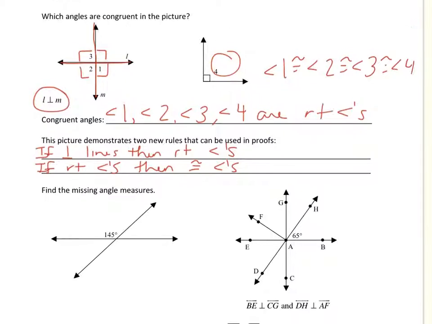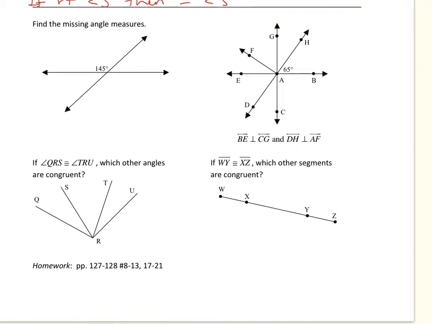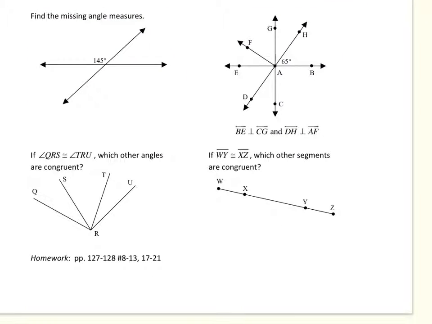So moving down to the next part, we're going to find the missing measures, which we have done in the past, in the first unit. So we're going to look at this set. We have two lines that are intersecting, and we know that they form a straight line. And if they form a straight line, then together they equal 180. So to find the missing angle right here, I would take 180 and subtract 145. And when I do that, I get 35.